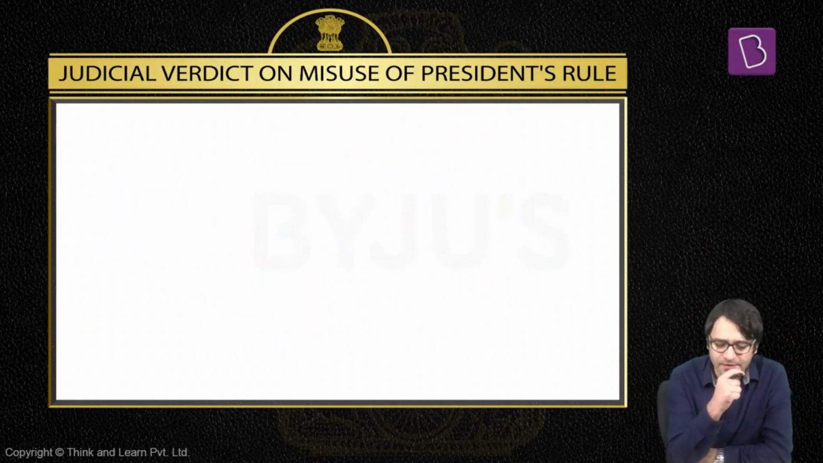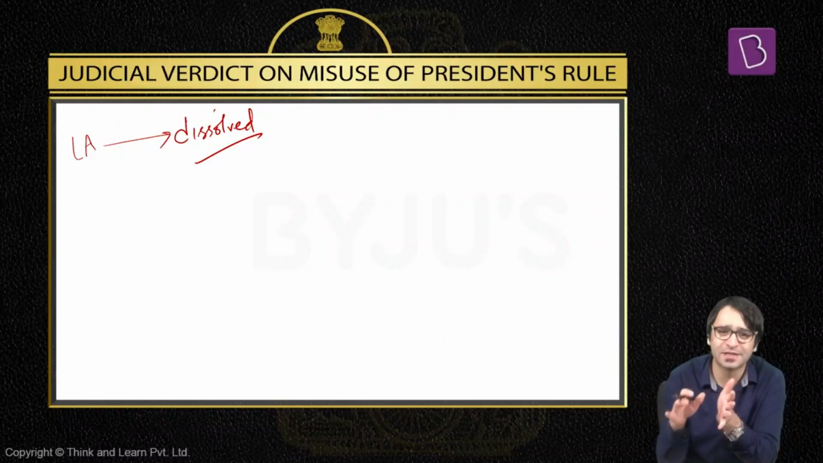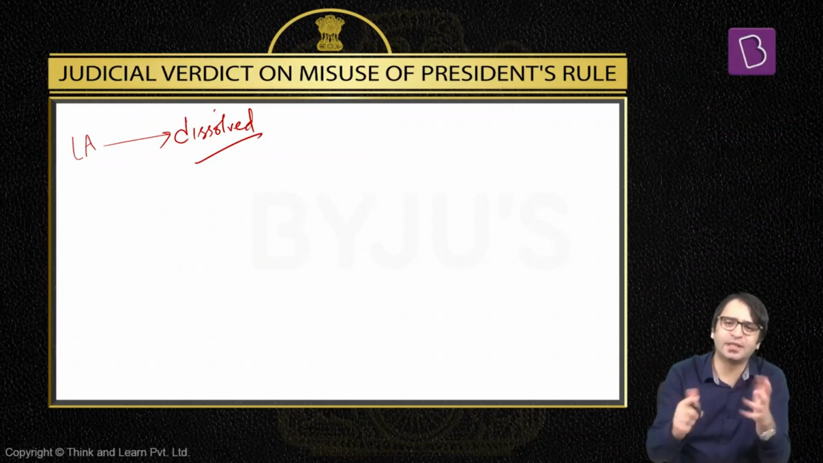The Supreme Court was told something else. You know what happens? The Legislative Assembly, as soon as President's rule is imposed, is dissolved. Normally, it is not dissolved, I told you; it is kept under suspended animation. But that is the position now. Prior to the SR Bommai judgment, sometimes as soon as President's rule was imposed, the Legislative Assembly was dissolved. When the Legislative Assembly was dissolved, there is no other option but to conduct an election.